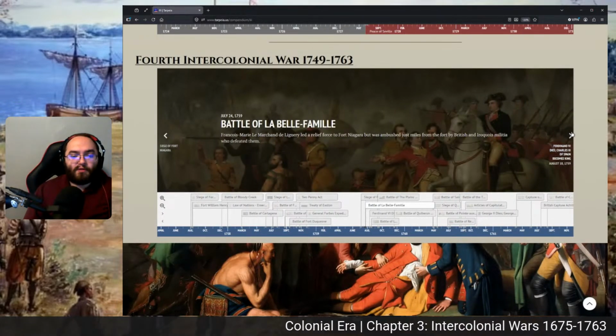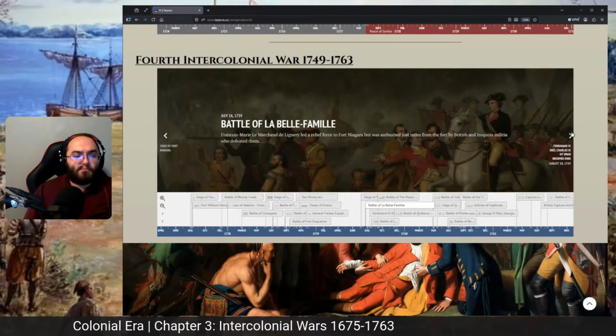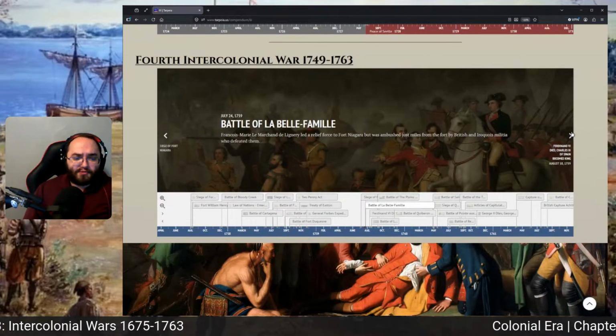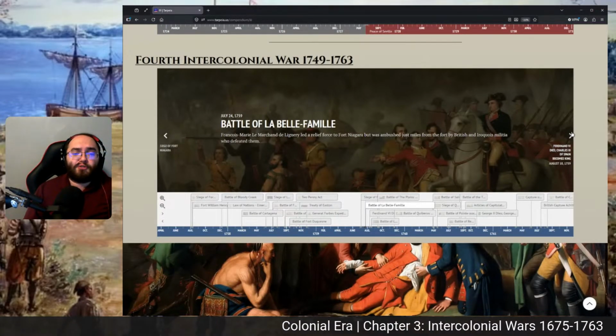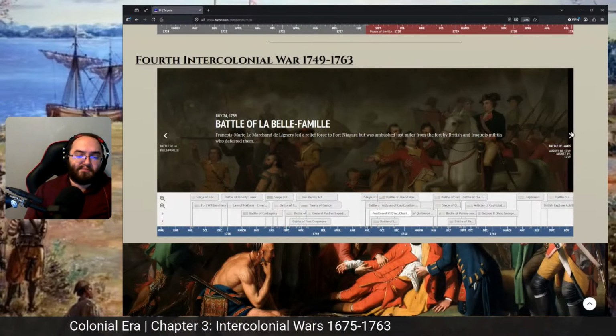Here's the Battle of La Belle Famille. Francois-Marie Le Marchand de Lignery, again, I'm butchering these French names, led a relief force to Fort Niagara, but was ambushed just miles from the fort by British and Iroquois militia who defeated them.